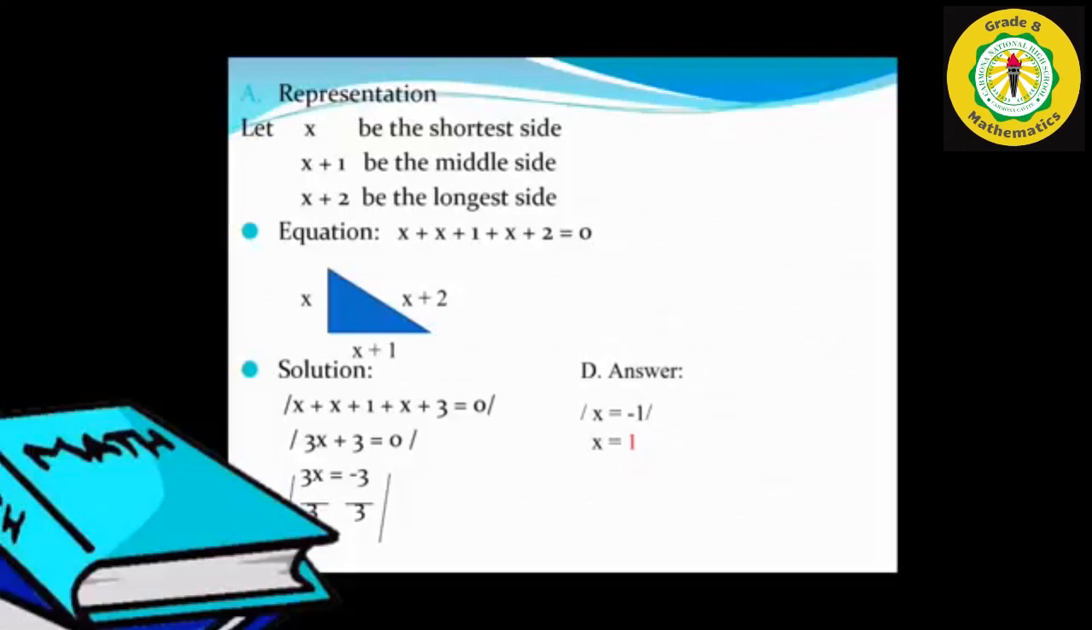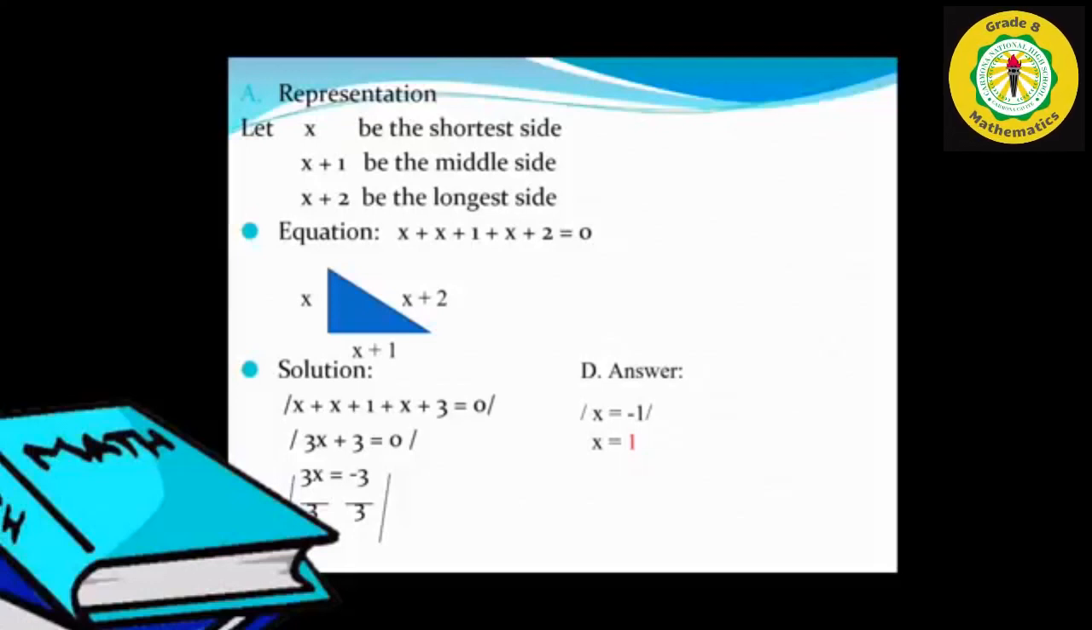longest side. For our equation, x plus 1 plus x plus 2 is equals to 0. And for our solution, x plus 1 plus x plus 3 is equals to 0. We need to combine like terms, so 3x plus 3 is equals to 0. And we need to isolate the variable. So 3x is equals to negative 3, divide both sides by 3. So x is equals to negative 1, or the absolute value is 1.